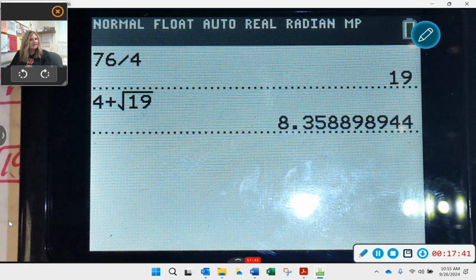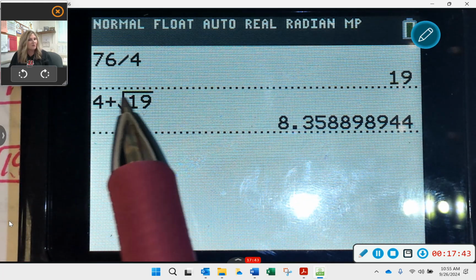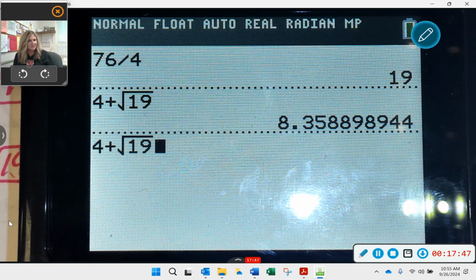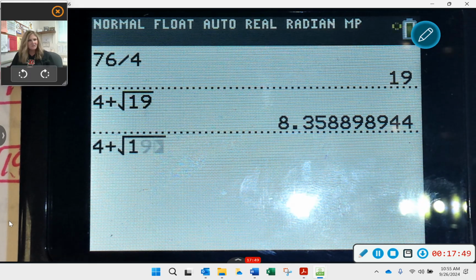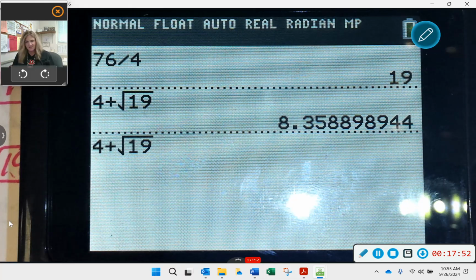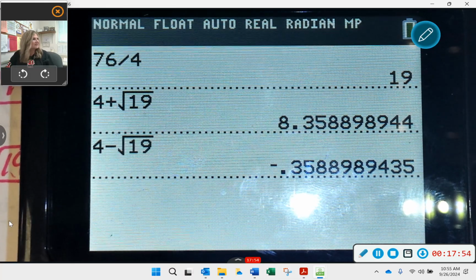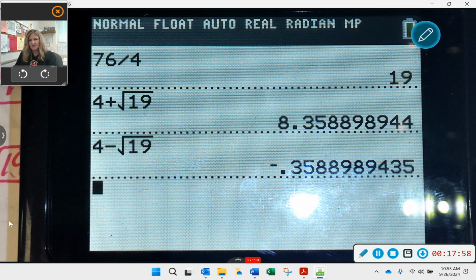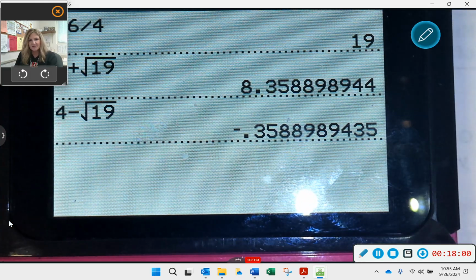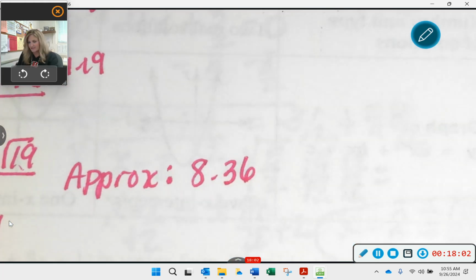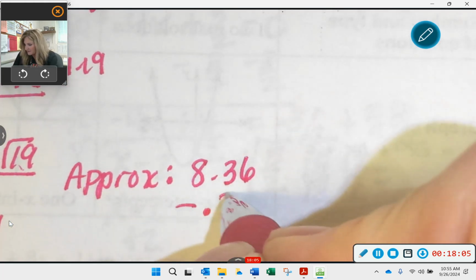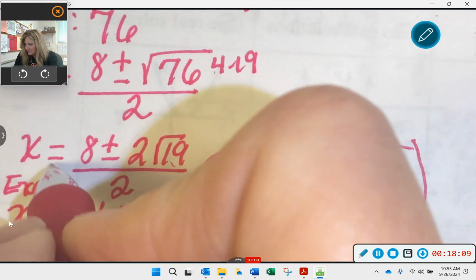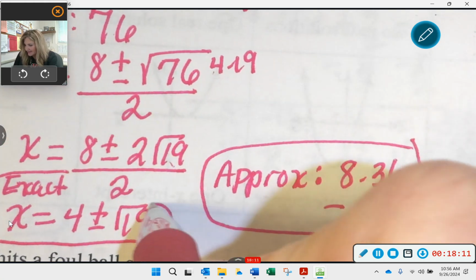Guys, watch this. Instead of having to type in 4 minus radical 19, go up here and grab it and push enter. And now just change that plus to subtraction and get your other answer. Save yourself a little bit of time. So our other approximate answer is negative 0.36. So these are approximate answers. These are called exact answers here.